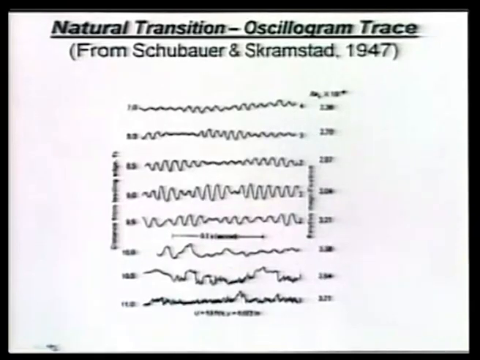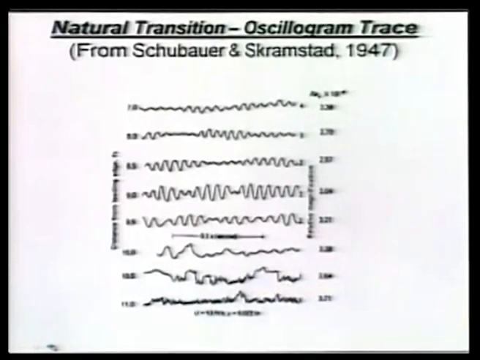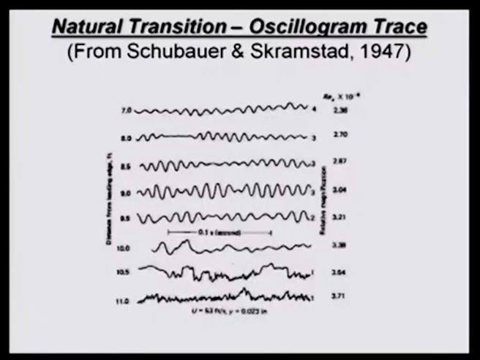downstream, all these disturbances show their amplitude increasing, and after a certain distance what you notice is that the flow is characterized by very high frequency oscillations. These are very high frequency oscillations. So, this is one of the characteristics of all natural flows.